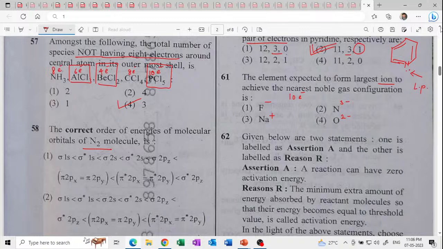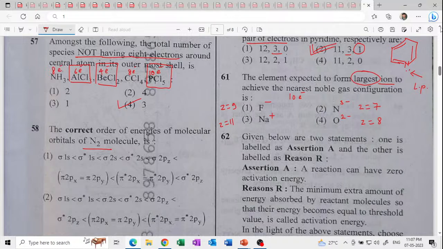Okay, so fluorine has a Z number. How much is the Z number of fluorine? 9. What is it for sodium? It has a Z number of 11, the number of protons. What is the Z number for nitrogen? 7. And what is the Z number for oxygen? It is 8. Those having a lower nuclear charge have a large size.